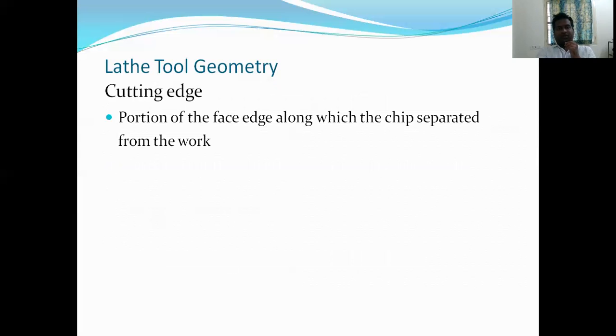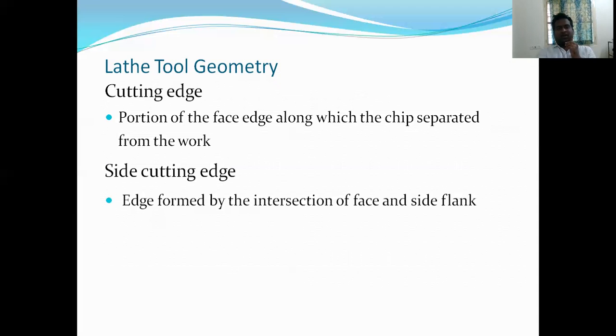Cutting edge. The portion of the face edge along which the chip is separated from the work. That is the cutting edge. We observed in the diagram itself that along the face, the chip is flowing while doing the operation.